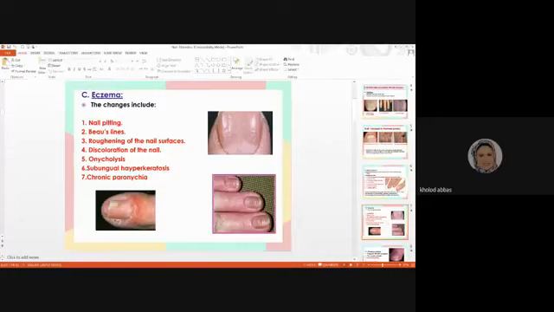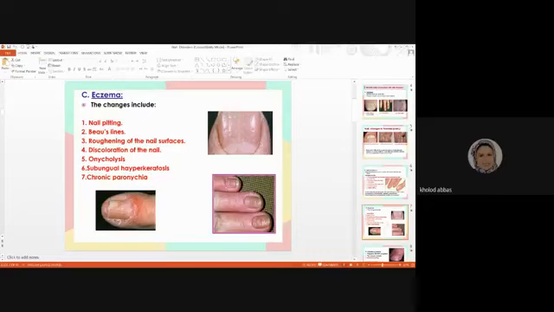Dermatitis. Usually we have a picture of chronic hand dermatitis, which also affects the fingers. Among the nail changes, we have nail pitting, Beau lines, roughness of the nail surface, discoloration of the nail, onycholysis, subungual hyperkeratosis, and chronic paronychia, which means inflammation of the lateral and proximal nail folds.